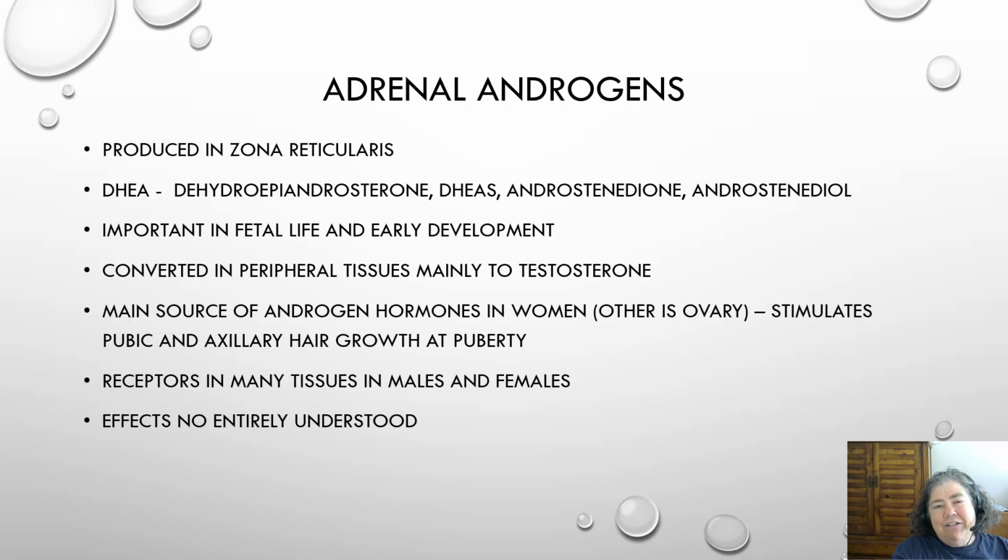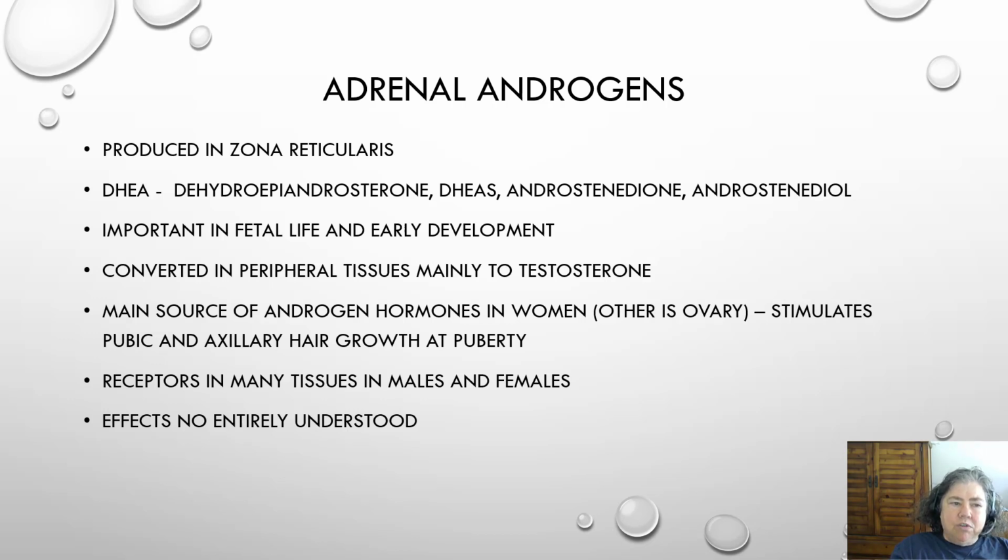The last layer of the adrenal gland makes androgens. So the zona reticularis, which is the inmost of the three layers of the adrenal cortex. And the adrenal androgens include DHEA, DHEAS, androstenedione, and androstenediol. The primary one is DHEA, dehydroepiandrosterone.